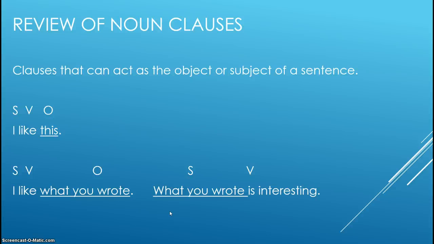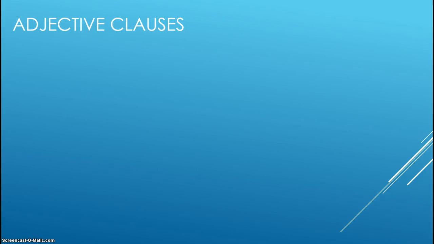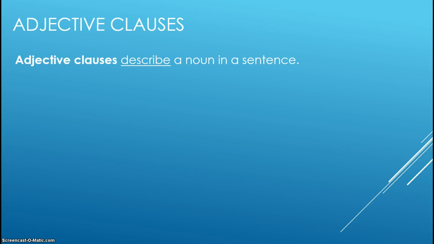Well, now let's go on to the adjective clauses and see how they are quite different from the noun clauses. Adjective clauses describe a noun in a sentence. That's the key word there. These are clauses that describe a noun. You know what adjective means? An adjective is a word that describes a noun. Like a big man, a small man, a tall man. It's that sort of thing. Now we just have a whole clause which has the same function as an adjective.